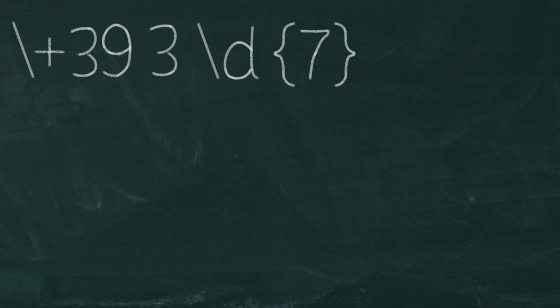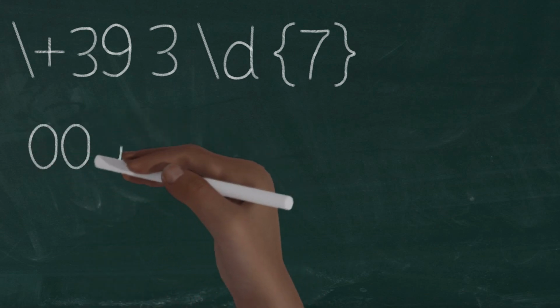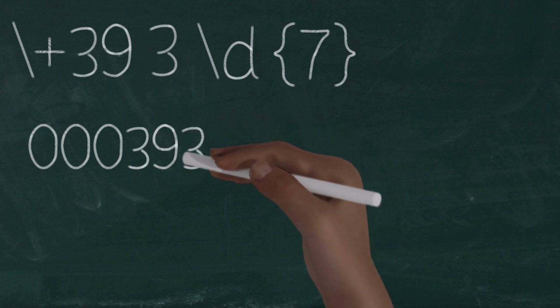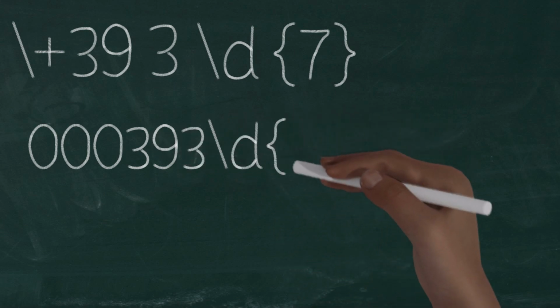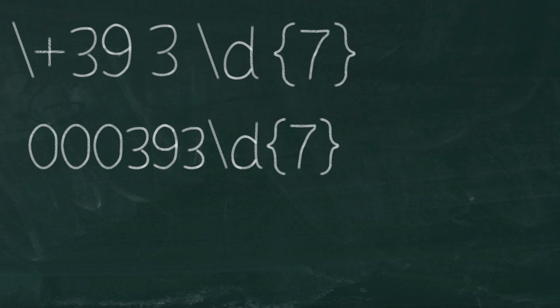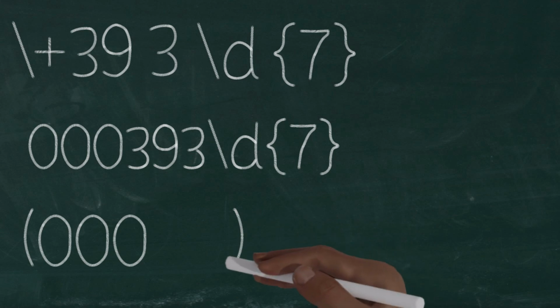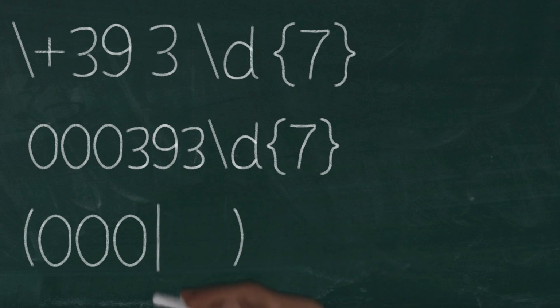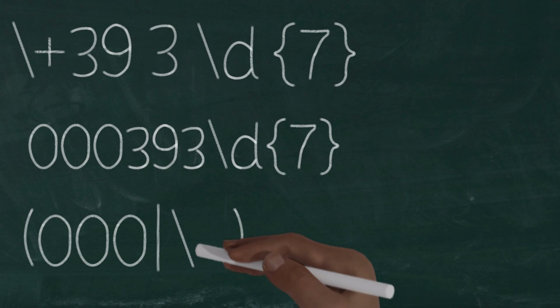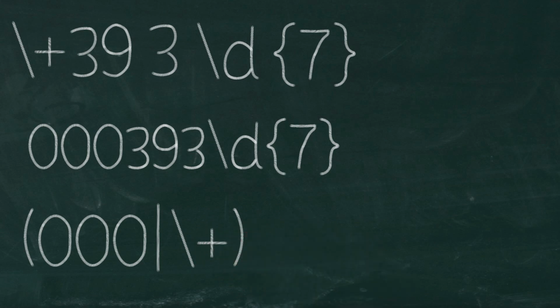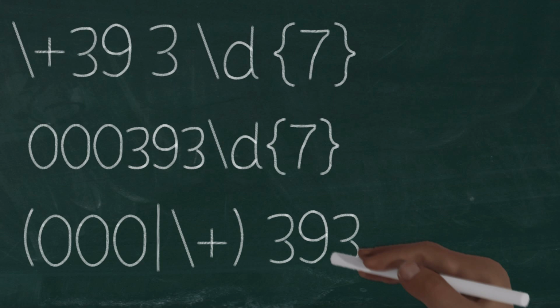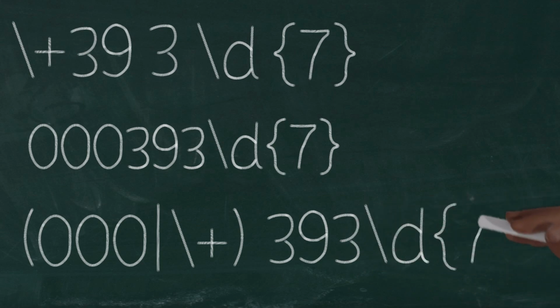Of course, we could also describe it in a different way. So we could say 000, then 393, and then \d{7}. So we have 7 digits and then the 393 and 000 instead of the plus sign. So we could just simply say it's 000 or the plus with the escape character, and then 393 and then the 7 digits.